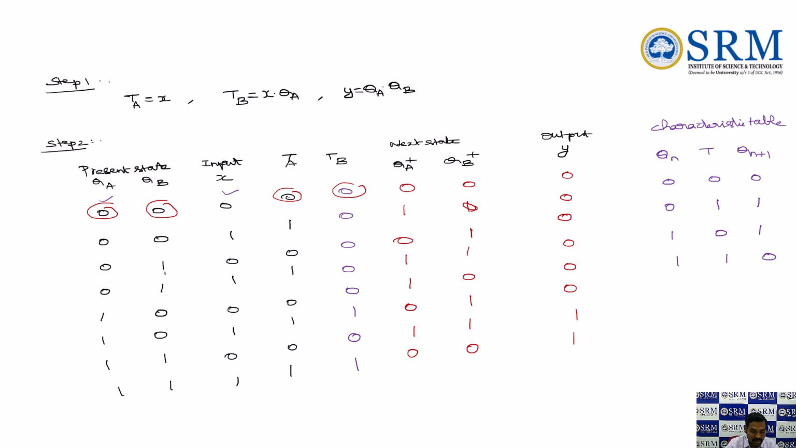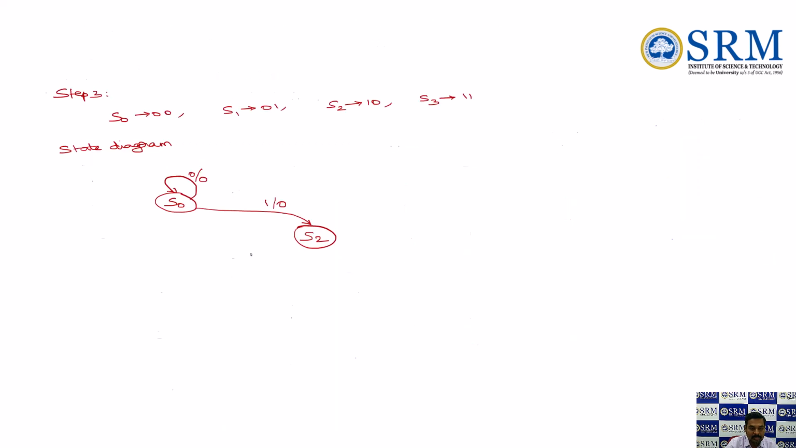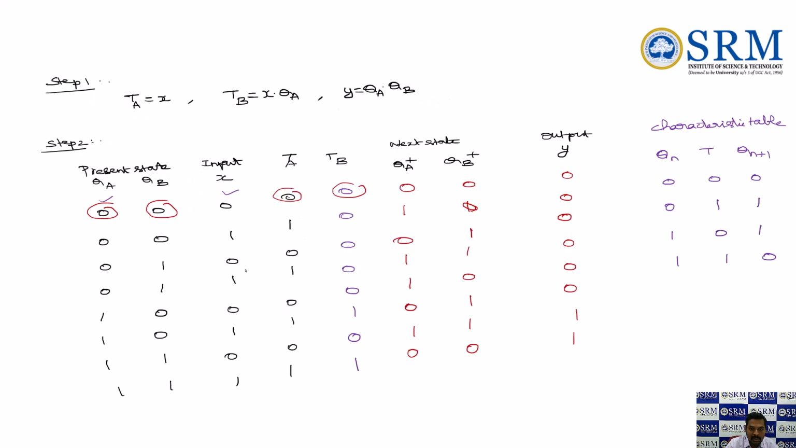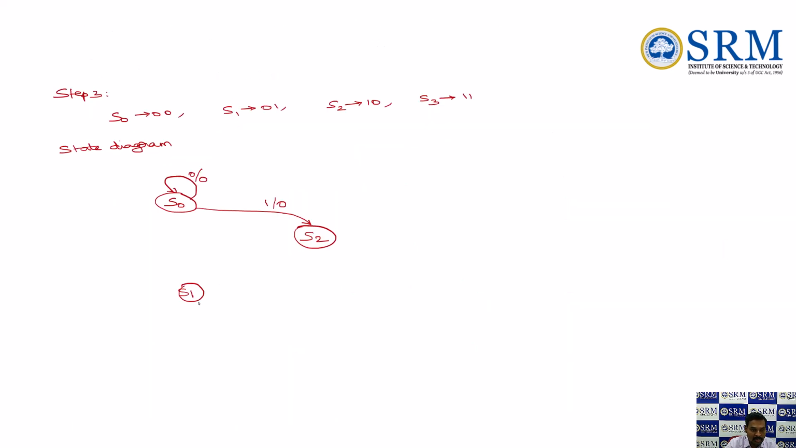So when this is 0 1, 0 1 means it is the S1 state, right? So from the S1 state, it was written at the same state, S1 only. So 0 1 to 0 1. When my input is 0, output is also 0. I'm drawing S1 anywhere. S1. When my input is 0, output is also 0. So hence it was written at the same state. Input is 0.